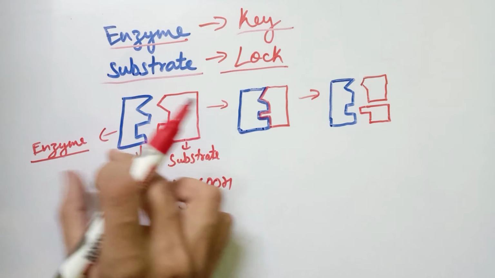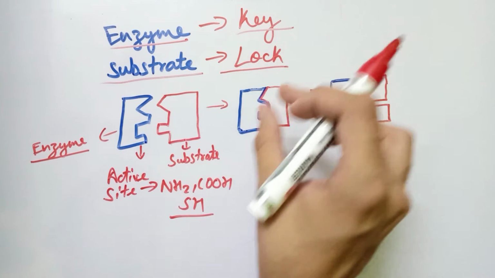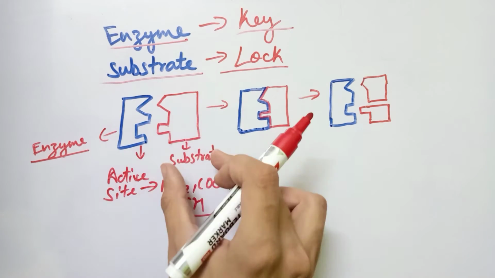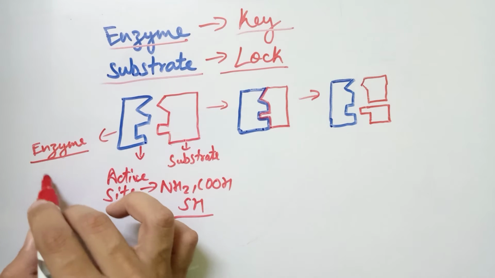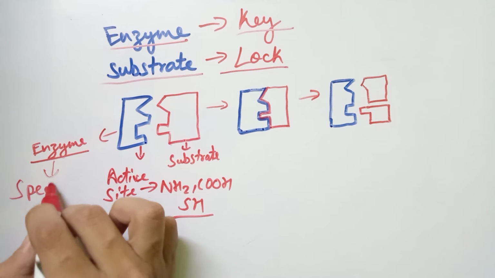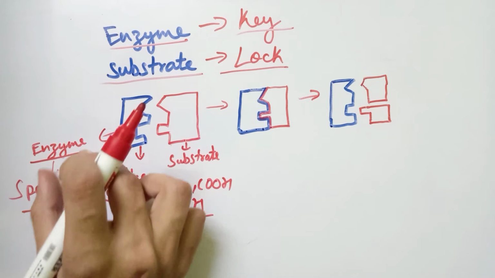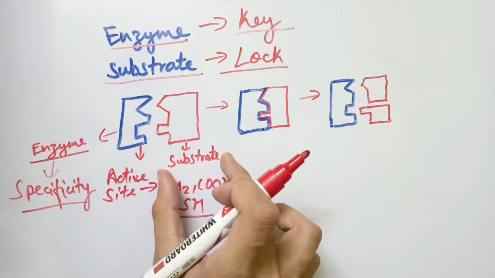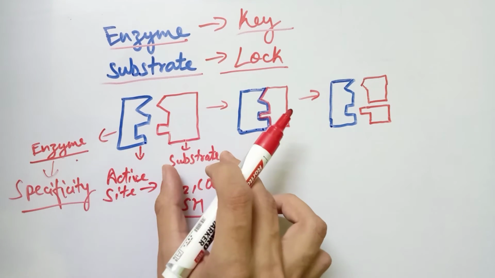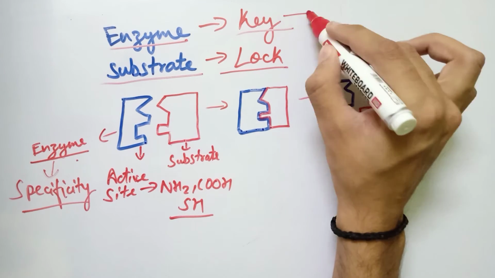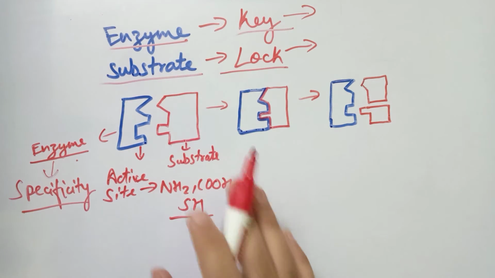So basically, the enzyme has the active site which is modified in such a way, like a key, that it can bind to the substrate like a key binds to a lock. And this hypothesis further shows the specificity of an enzyme towards a substrate. Specificity means that a certain enzyme will only bind to a certain substrate, because the enzyme will be specific for a certain substrate, like a key is specific for a certain lock. So that's why this model is known as the lock and key model.